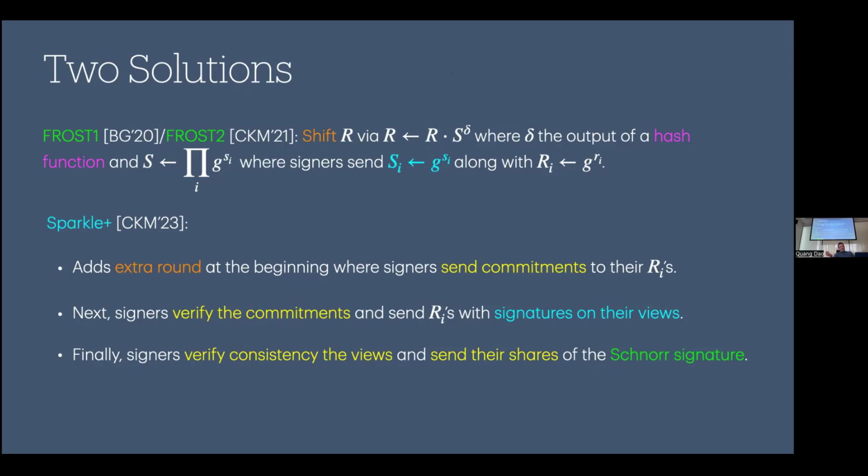They say that you first have to commit to your R_i, so everyone commits to the R_i, and only then do you reveal. So my R_i can't depend on yours, because everyone already committed.